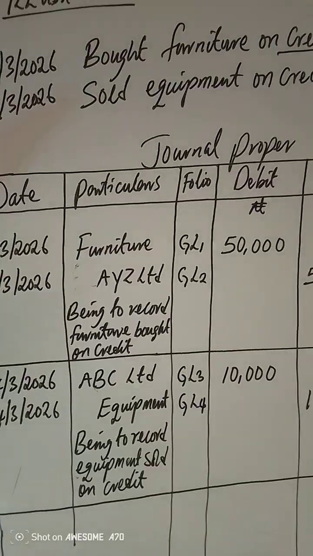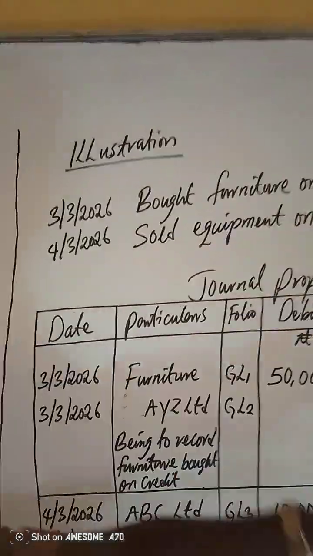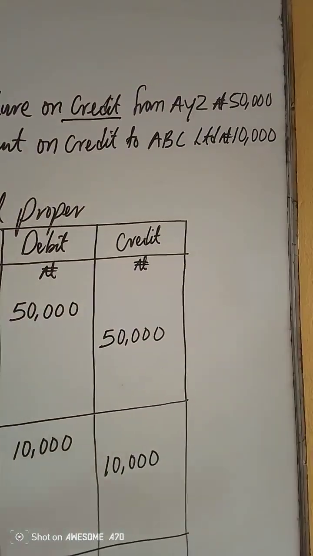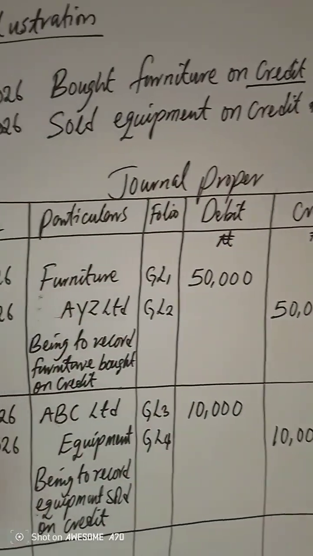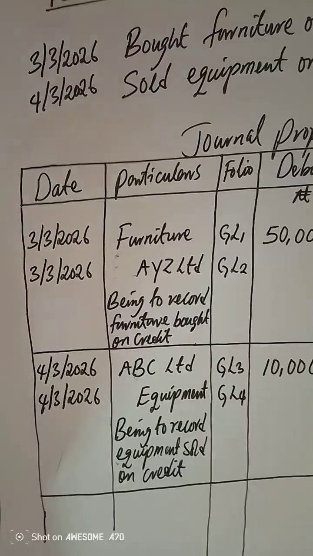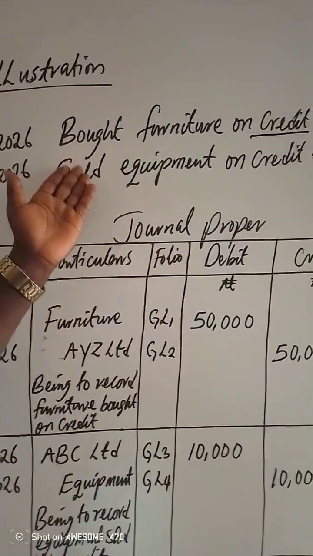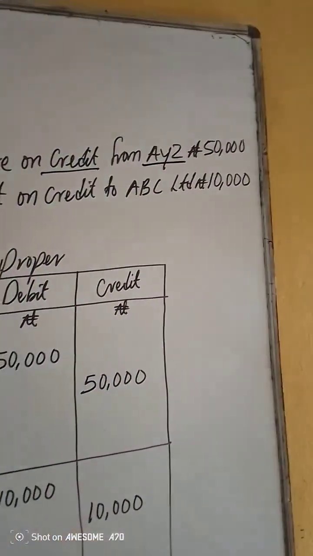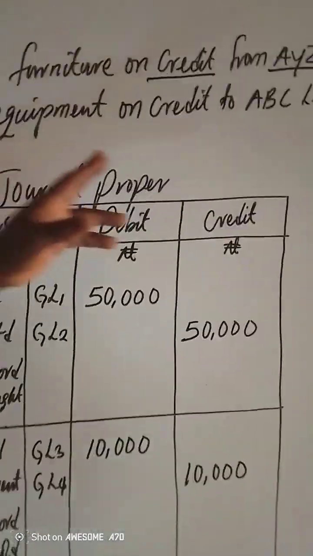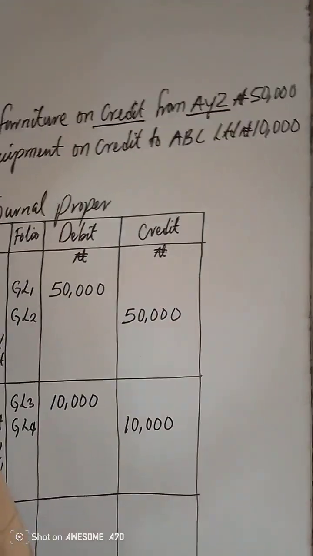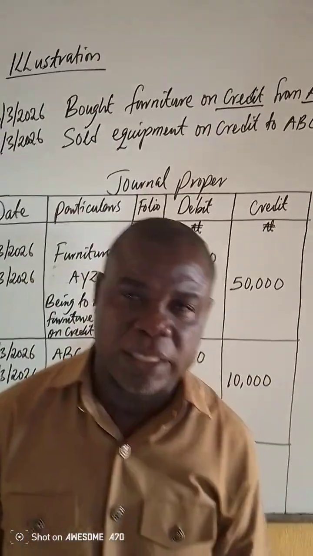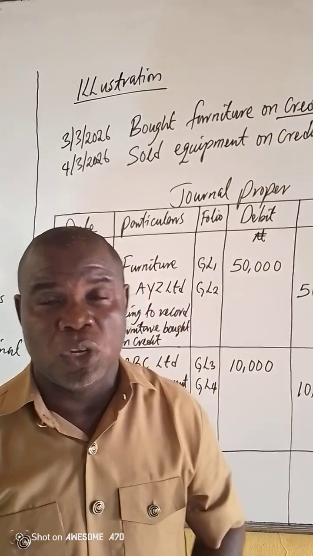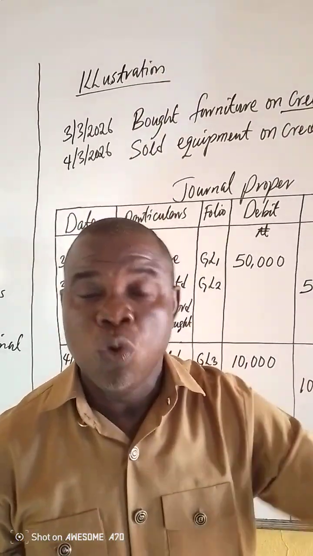So let's start. Here too, because the journal proper has debit and credit, the rule of double entry is still very, very important. Here too, you must identify the receiver and you must identify the giver in the transaction, so that the receiver will be debited and the giver will be credited. So in this transaction, the business is buying furniture on credit from AYZ Limited. Is buying on credit. So now AYZ becomes the giver. The giver is the account that gives in the transaction. If the business is buying furniture on credit, it means AYZ is giving the business furniture. Therefore, AYZ becomes the giver account, which should be credited.